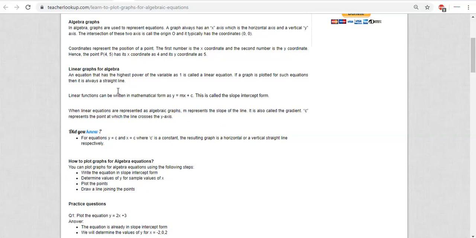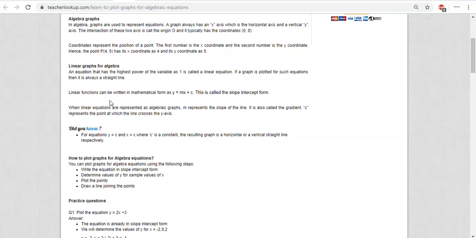Linear graphs for algebra. An equation that has the highest power of the variable as 1 is called a linear equation. If a graph is plotted for such equations, then it is always a straight line. So this is a famous equation, guys. You'll learn about this as well. It's called y equals mx plus c.